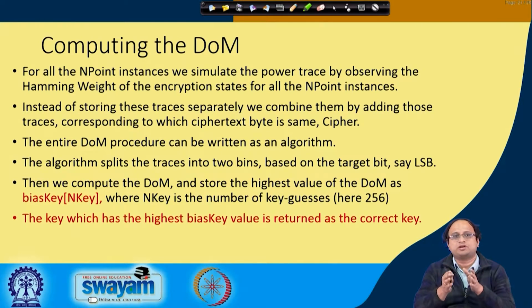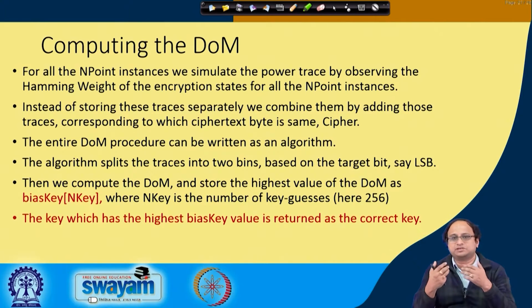So the number of entries in bias key will be how much? Again the number of possible key guesses. You have got 256 key guesses for, say, the 0th key byte. For every possible guess, you get a bias. That bias is nothing but the difference of mean.